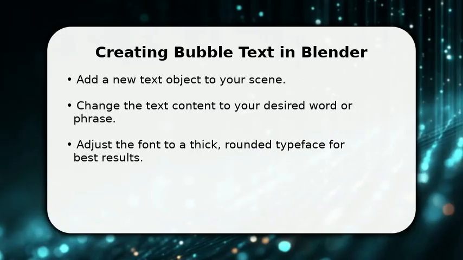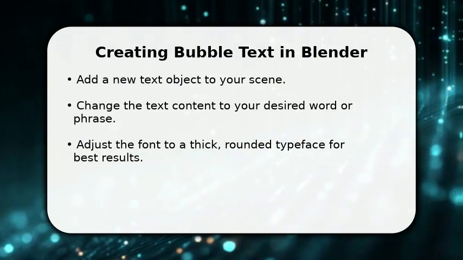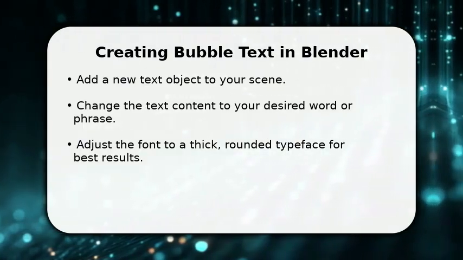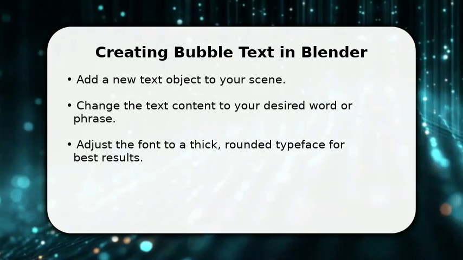Enjoy the video. In this video, I will explain how to make bubble text in Blender. First, open Blender and delete the default cube. Then, add a new text object by pressing Shift-A and selecting Text.